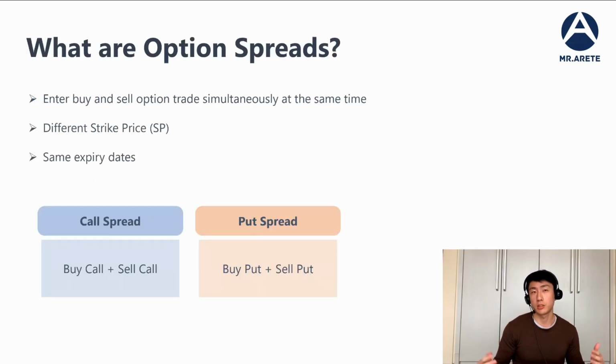So firstly, what are option spreads? Basically, an option spread is when you enter a buy and sell option trade simultaneously at the same time. They can have different strike prices, but they must have the same expiry date. What I mean by this is if you enter a call spread, for example, essentially you're buying a call and selling a call at the same time, with different strike prices but the same expiry dates. Similarly, for a put spread, you're buying a put and selling a put simultaneously, with different strike prices but the same expiry dates.